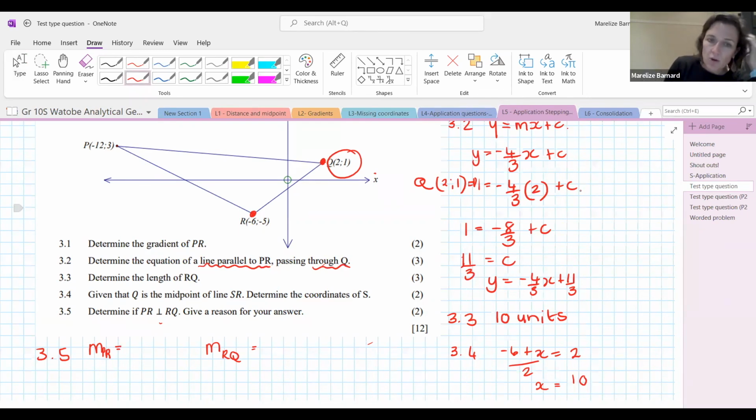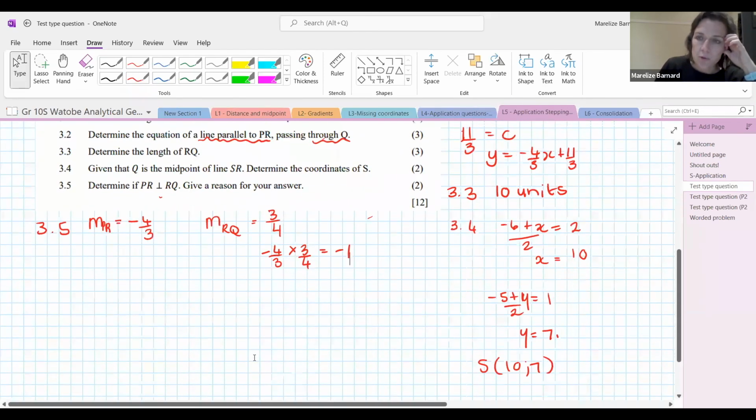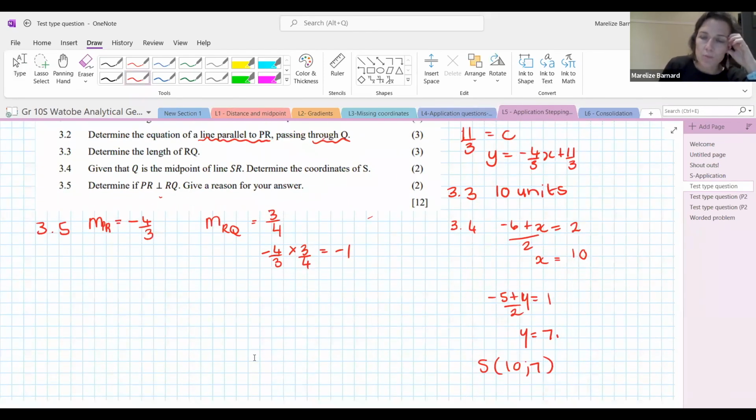Right, so the gradient of PR we worked out in the first question already, so we don't need to do it again. That's -4/3. And then when we work out the gradient of RQ, we get 3/4. And then when we check, -4/3 times 3/4 gives me an answer of -1, or you could have spotted that they are reciprocals and one is negative. So they have opposite signs, one's positive, one's negative. And therefore we can say PR is perpendicular to RQ. Alrighty.